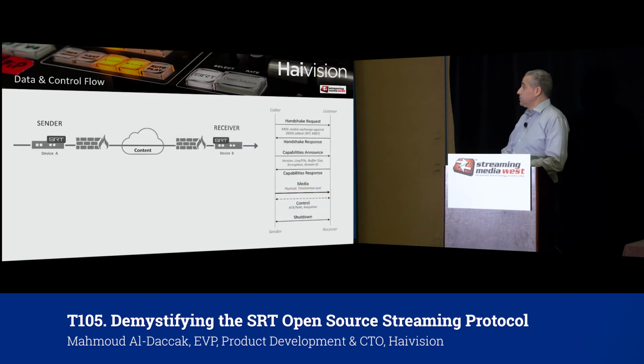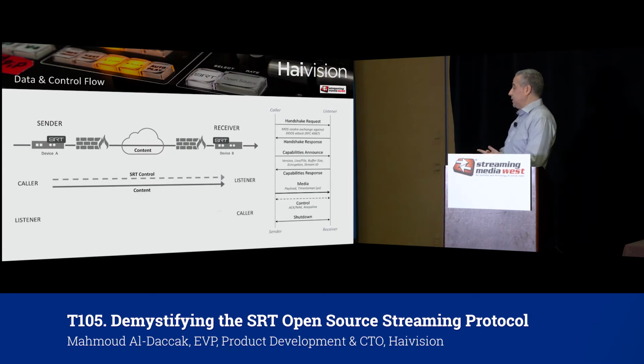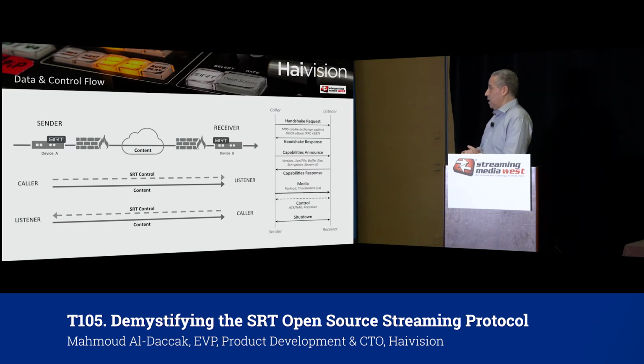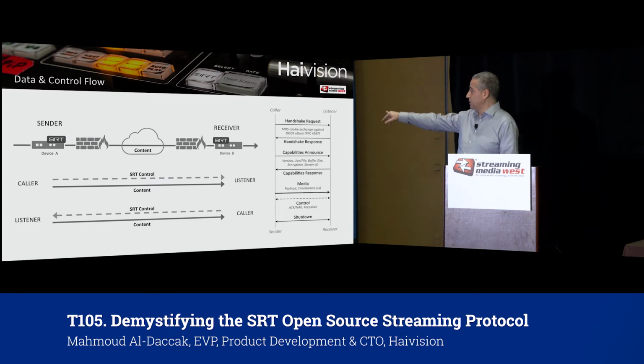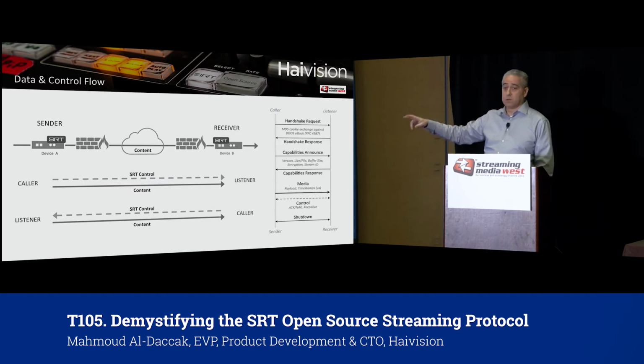Another area is, of course, the data flow. And it's important, as I mentioned, that when you look at the data flow, the key thing is how can you be as friendly as possible to your IT department or customer's IT department. So in this case, you have a sender and receiver, and the content is going from A to B, obviously. The sender or the receiver, each one of them can act either as a caller or a listener. So it depends on which side of the fence you are on.